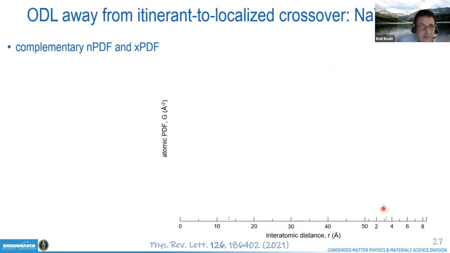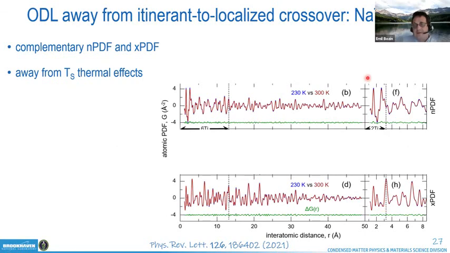So now I'm going to show you some assessment of complementary neutron and X-ray PDFs. I'm going to show you comparisons of data in different regimes that correspond to the same temperature difference. First we take a look at the data in the high temperature regime at two temperatures that are 70 Kelvin apart, and I plot the differential curve here. This is for neutrons, and the bottom one is for the X-rays. What you can see is that this difference is quite small, which corresponds to standard thermal effects seen in many materials. So it's nothing special.